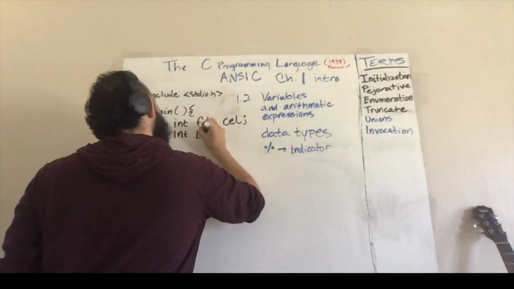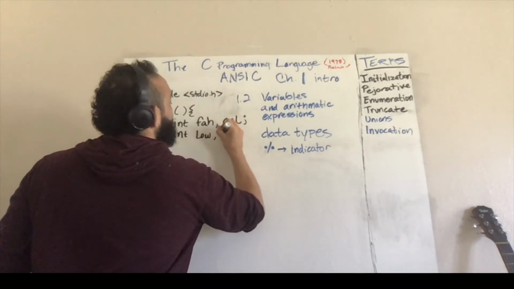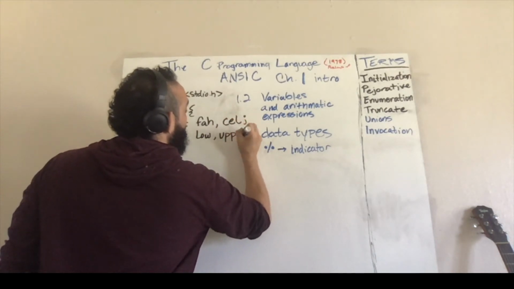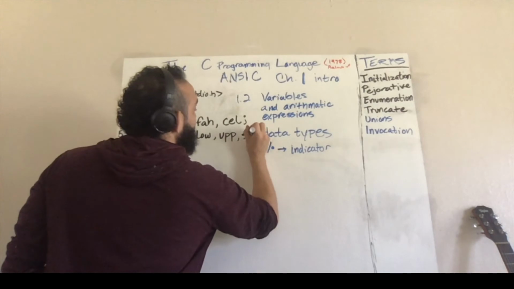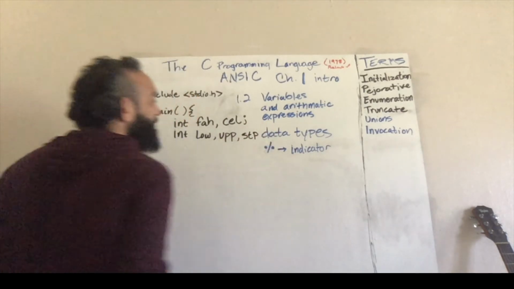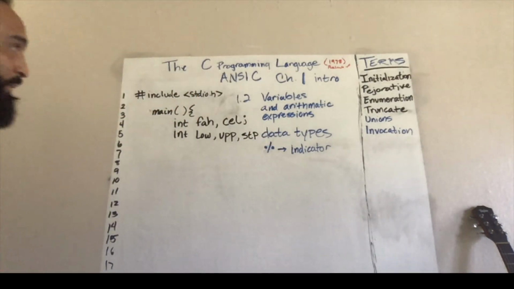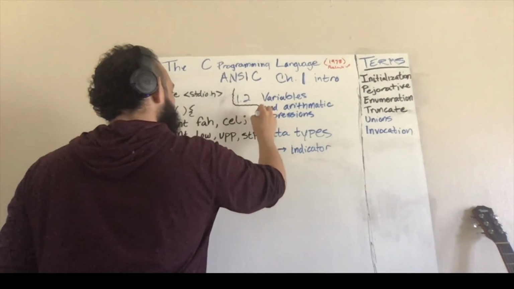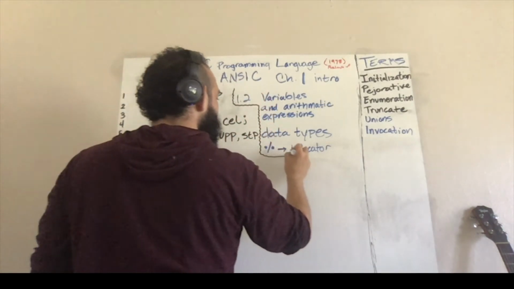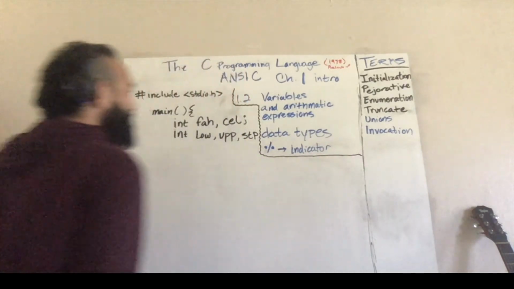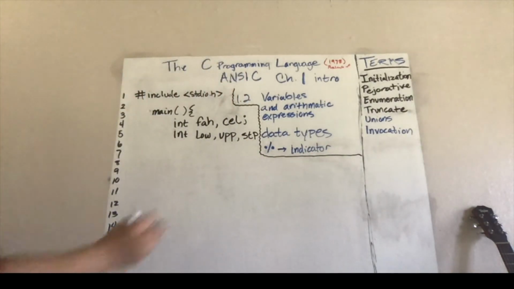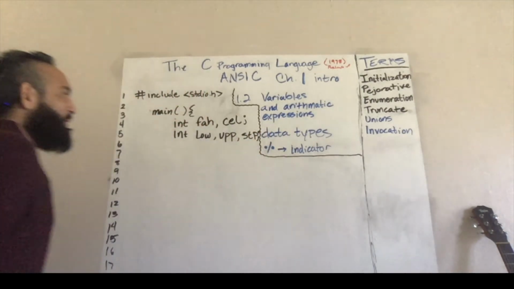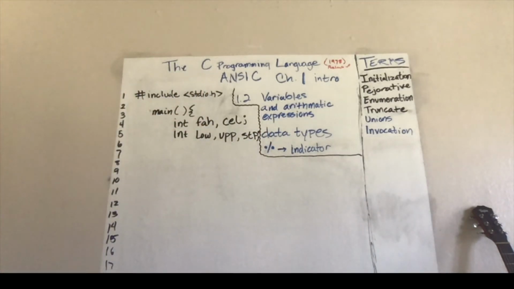One for the lower limit, we'll call it low. Next one's going to be the upper, up, and then STP for step or increments. Okay. Oh, forgot. Semicolon, end statement. Okay. That's what we're going to start off with.